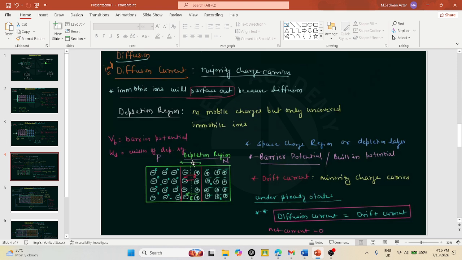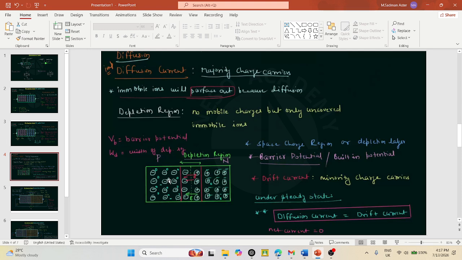This is the case of the no bias condition, where no external bias is applied, and due to this diffusion of majority charge carriers, the majority charge carriers make a flow of current. This current is known as diffusion current. And there is another type of current, which is drift current.